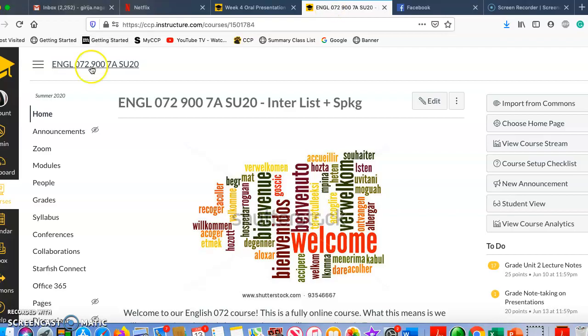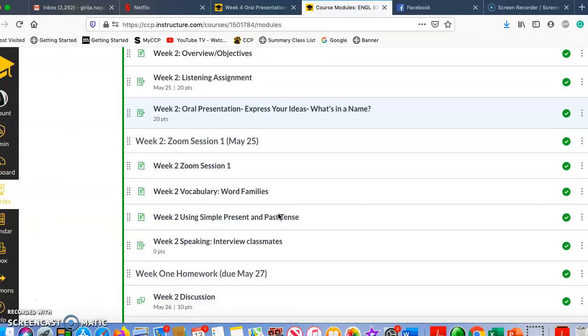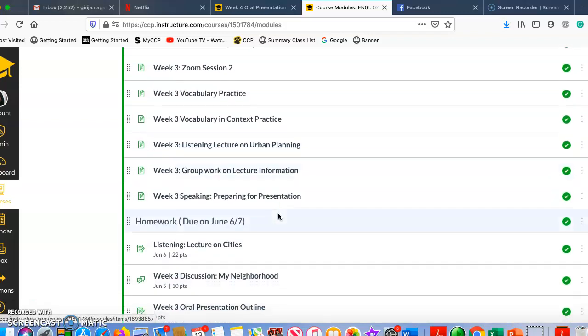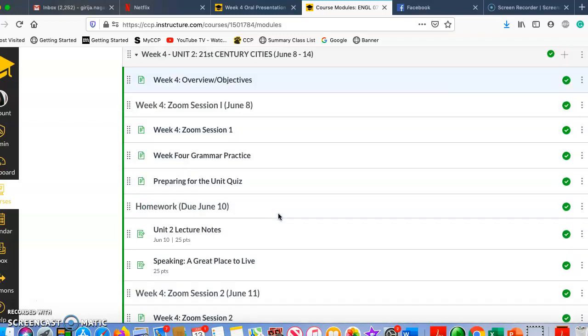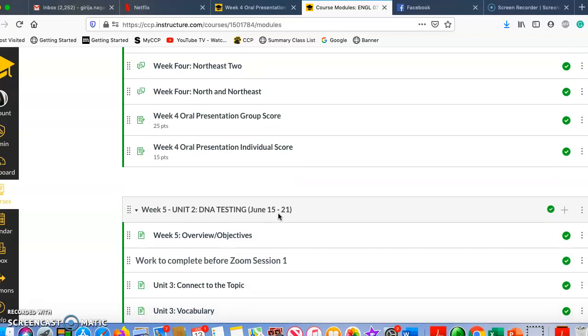So, we move on to the last unit, Unit 3, and week 5. So, what are we doing this week? We move on to the topic, which is chapter 11 or Unit 11 in your book, but we will call it Unit 3, and it is all about DNA testing.